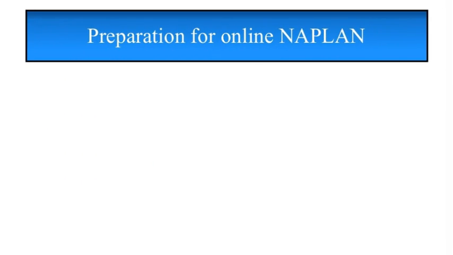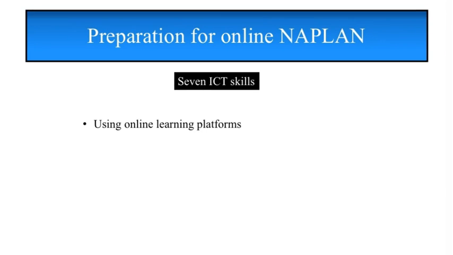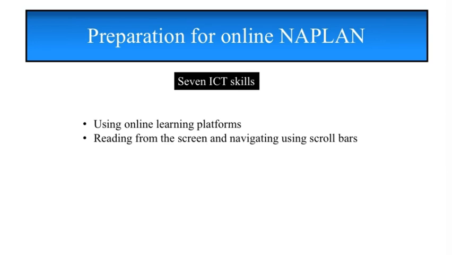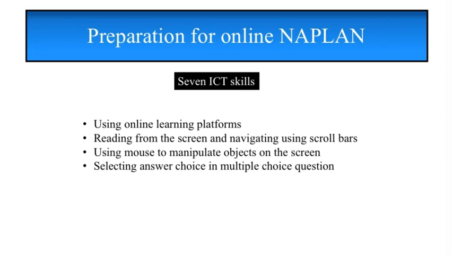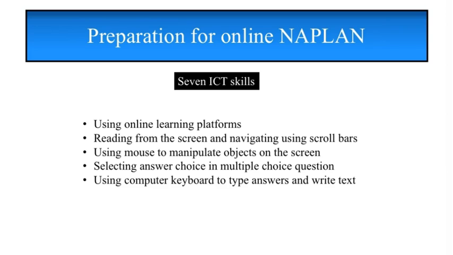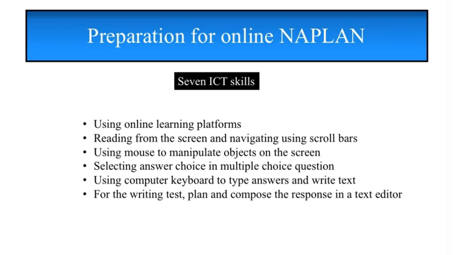Students should be proficient in the following 7 ICT skills: using online learning platforms, reading from the screen and navigating using scroll bars, using mouse to manipulate objects on the screen, including clicking, selecting and dragging, selecting answer choice in multiple choice question, using computer keyboard to type answers and write text. For the writing test, plan and compose the response in a text editor, and finally, listen using headphones. Let me take you to the public demonstration site for NAPLAN Online and demonstrate this to you.